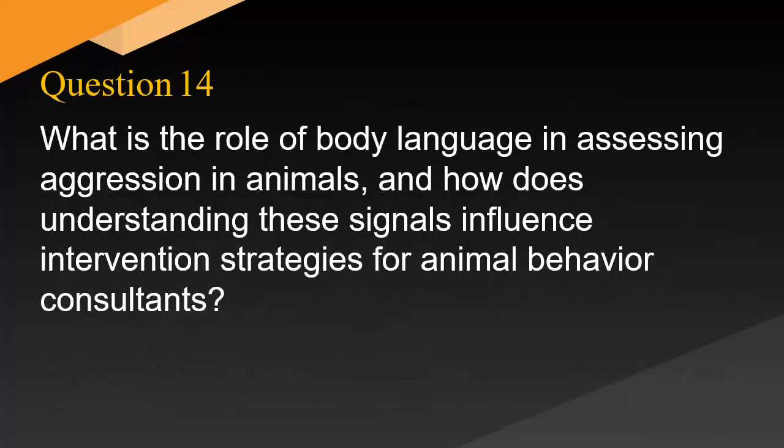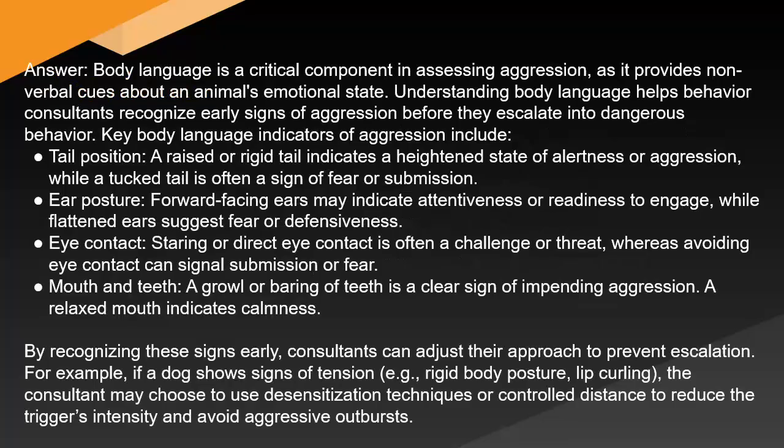What is the role of body language in assessing aggression in animals, and how does understanding these signals influence intervention strategies for animal behavior consultants? Answer: body language is a critical component in assessing aggression as it provides nonverbal cues about an animal's emotional state. Understanding body language helps behavior consultants recognize early signs of aggression before they escalate into dangerous behavior.